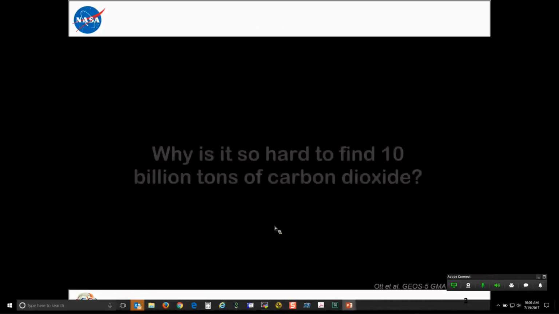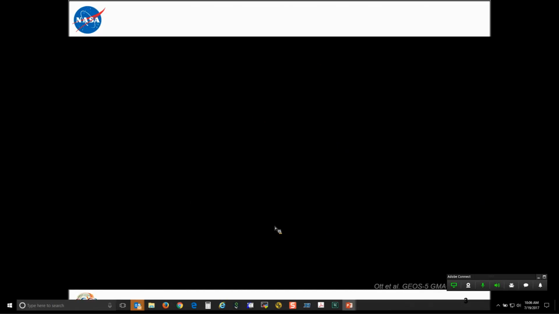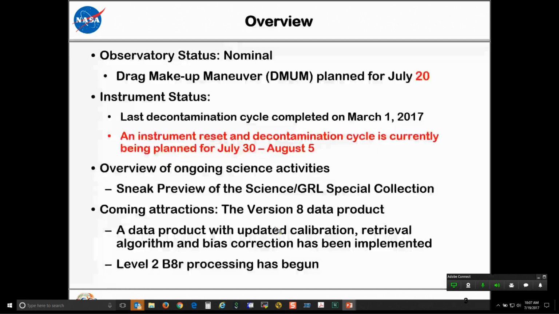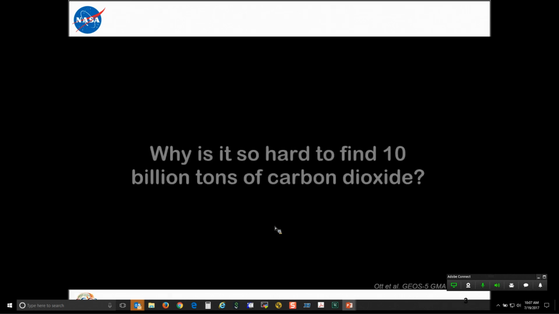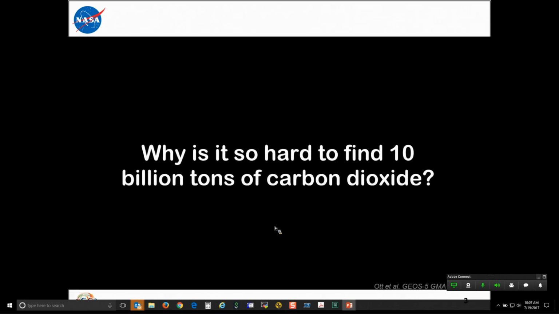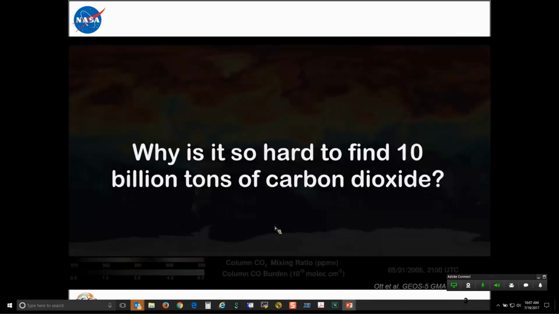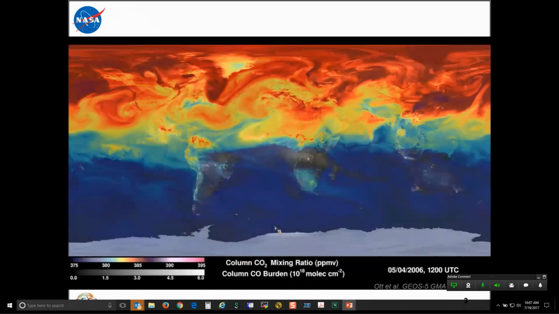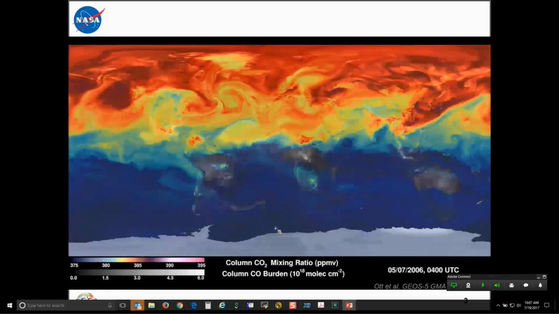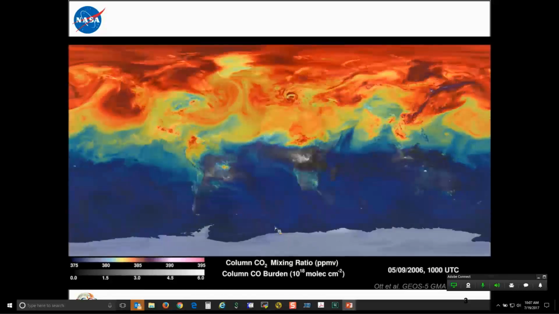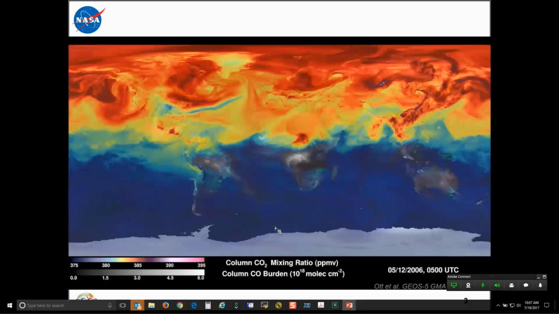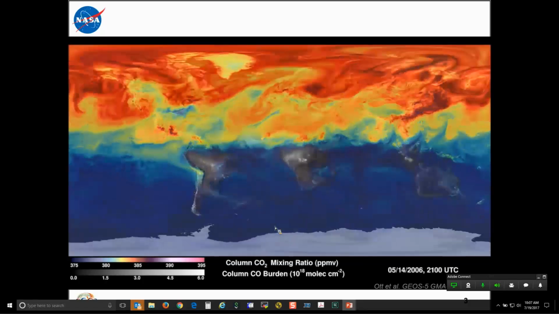Okay, first thing I'll touch on is what are we trying to do here? Why do we need to go to space to make measurements of carbon dioxide anyway? And some of you have seen this. This is the movie that Goddard put out a couple of years ago, showing a 7-kilometer resolution nature run of carbon dioxide.